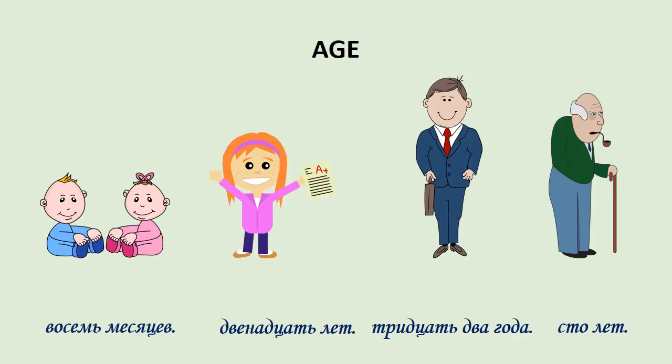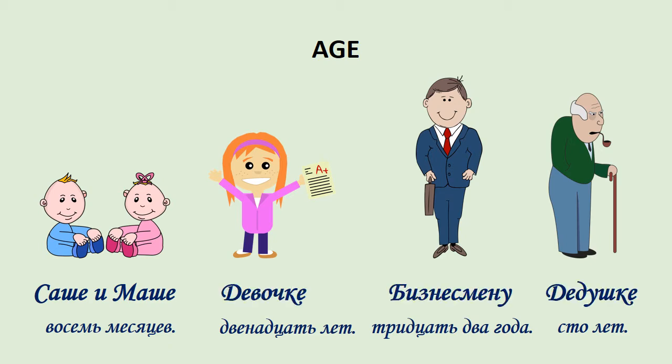So let's look at the age examples. We can say that Саше и Маше 8 месяцев, девочке 12 лет, бизнесмену 32 года, дедушке 100 лет, although you'd be hard-pressed to give him a day over 80.